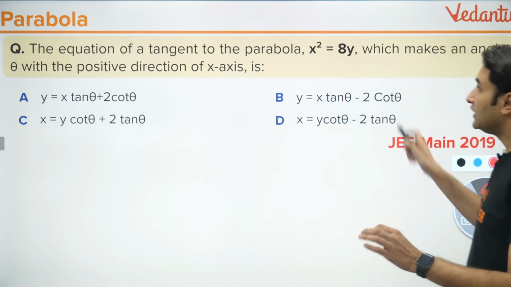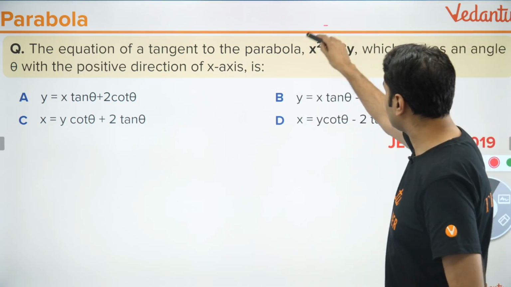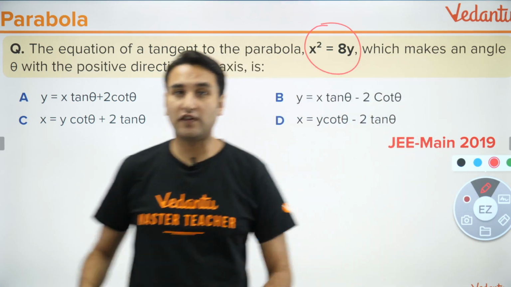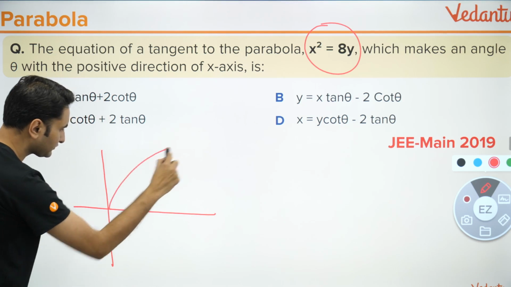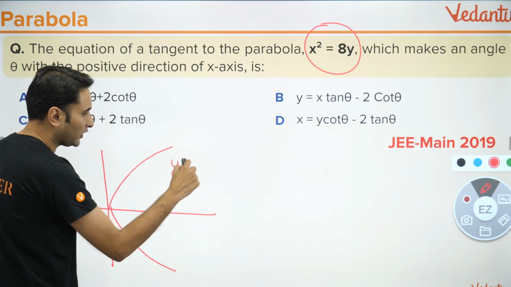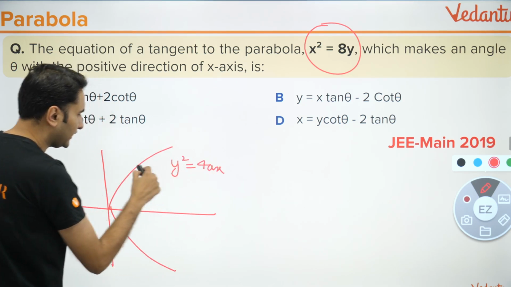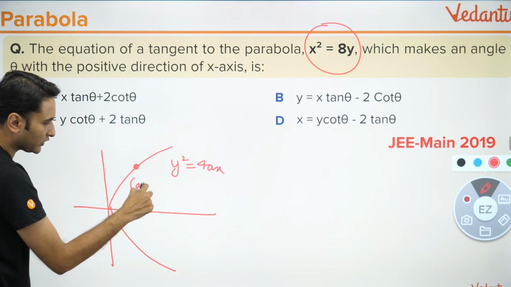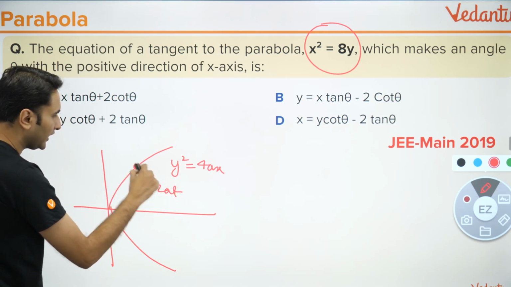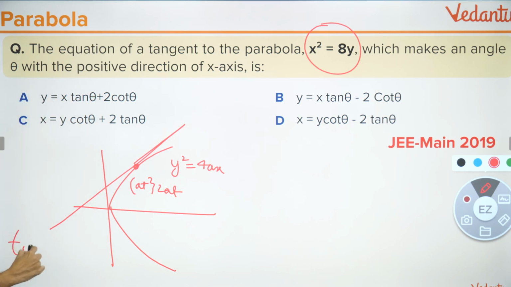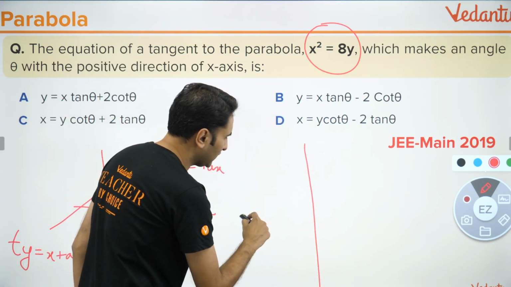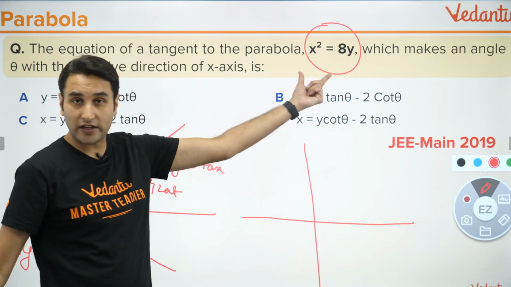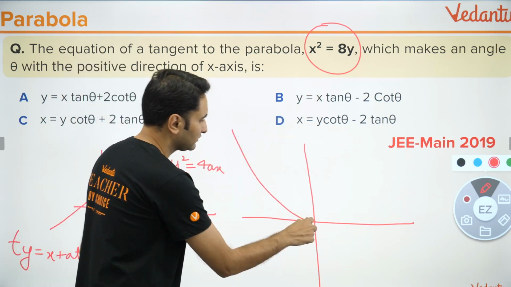हाँ, direct answer. The equation of the tangent to the parabola x² = 8y. Now this is where our learning of parabola comes like this. So if this is the parabola y² = 4ax, then the point here is (at², 2at), and the tangent here is ty = x + at². Now the parabola is x² = 8y. Acha, so this is the parabola x² = 8y. It will be like this.